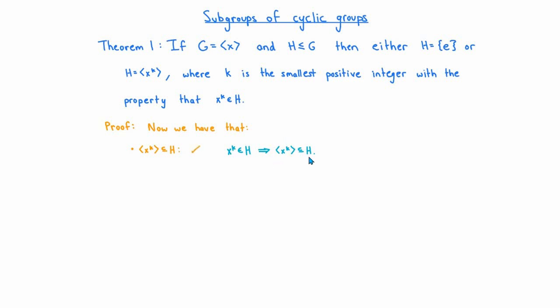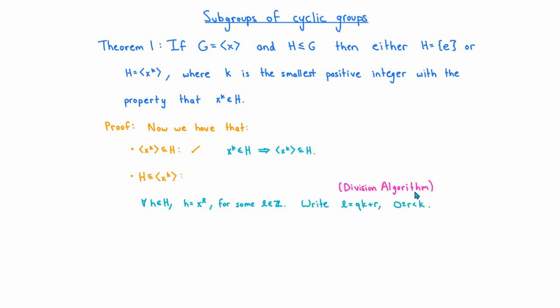That proves one inclusion. Now, to prove the next inclusion, let's suppose that little h is an element of H. Well, since every element of H is an element of G, and since the group G is generated by the element x, we know that little h has to be of the form x to the L for some integer L. Let's write L as q times k plus r, using the division algorithm, so that r is a remainder which is bigger than or equal to 0 and less than k. Since we're trying to show that every element of H is an element of the group generated by x to the k, we want to show that L is actually a multiple of k, so we want to show that the remainder here is actually 0.